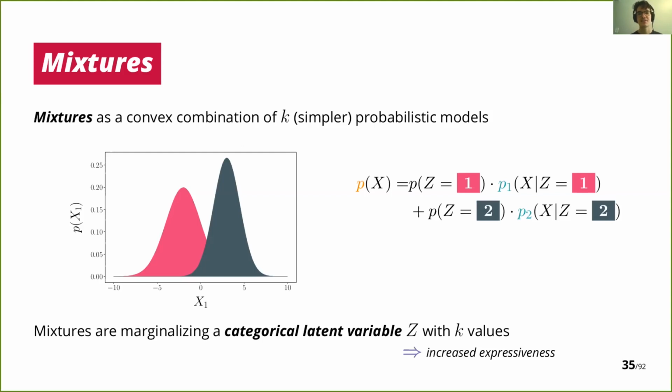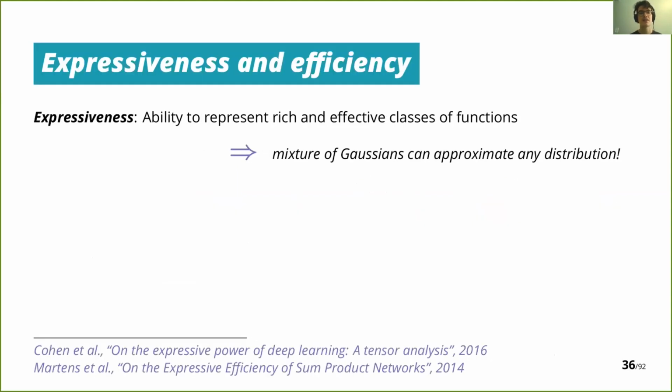So why is this interesting? Because by adding more components, we are able to represent more complex distributions. It is a very well-known fact that a mixture of Gaussians with enough components can approximate well any possible density. This is true, but ultimately, we might need lots of components. So this kind of reasoning really holds asymptotically.